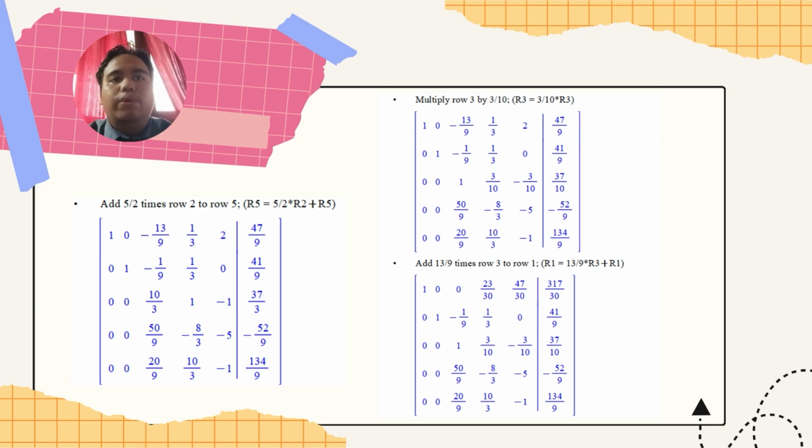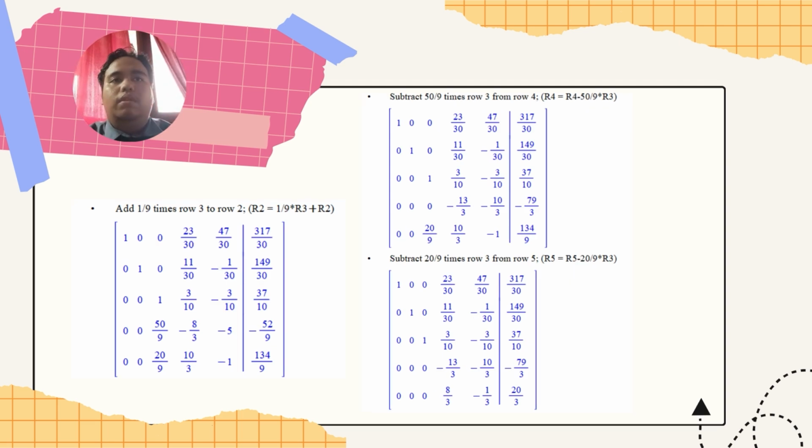Now our focus shifts to the third column. Following the pattern, we aim to create a leading one in the third column position. This is done by multiplying row 3 by 3 over 10. Immediately, we use the new pivot to clear the element above it in the third column. We add 13 over 9 times row 3 to row 1.